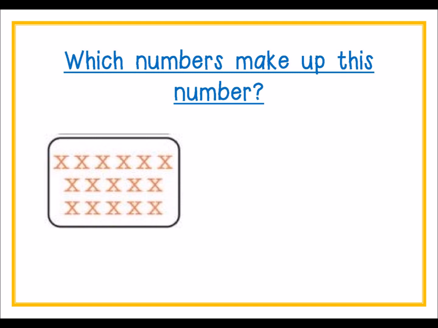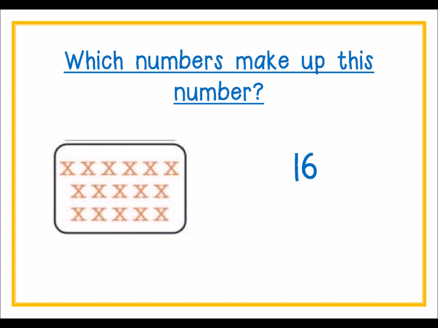Now, can you tell me, if we had to write the number 16, what two numbers would make up number 16? Do you know? It would be the number 1 and 6. This makes the number 16. Let's go on to our next example.